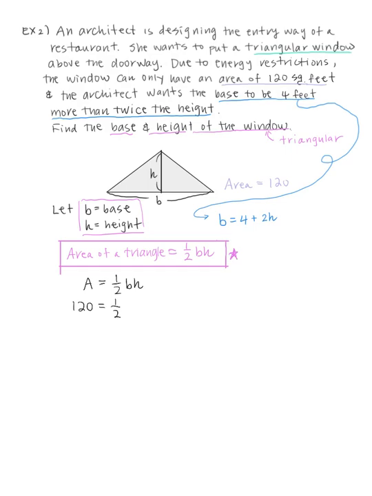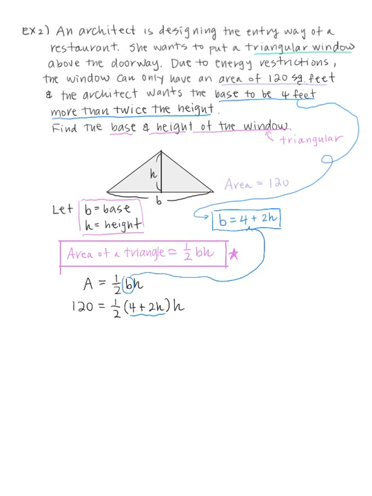Now, base is given by 4 plus 2H. So I'm going to replace that. 4 plus 2H. Do you see that? So this B is here. How do I find that? This equation right here. We already know that B equals 4 plus 2H. So in place of B, what I just did was replace it with 4 plus 2H. And then you still got the height H.